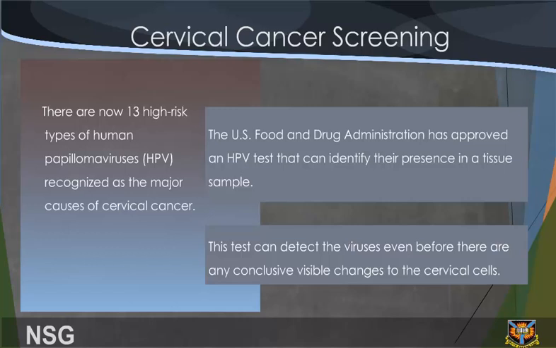There are now 13 high-risk types of human papillomavirus (HPV) recognized as the major causes of cervical cancer. The U.S. Food and Drug Administration has approved an HPV test that can identify their presence in a tissue sample. This test can detect the viruses even before there are any conclusive visible changes to the cervical cells.